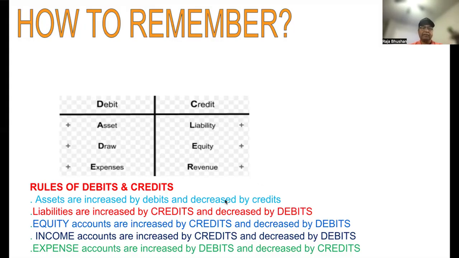Liabilities are increased by credits. That means when you borrow something from a bank or when you owe somebody, the liability balance goes up. And when you pay the liability, you debit it to decrease the liability. Similarly, equity accounts, income accounts, and expense accounts. Income accounts are increased by credits and decreased by debits. Expense accounts are increased by debits and decreased by credits. So this is the basic accounting equation, and how to debit depends on the nature of the transaction. Now, let us look at the next transaction.